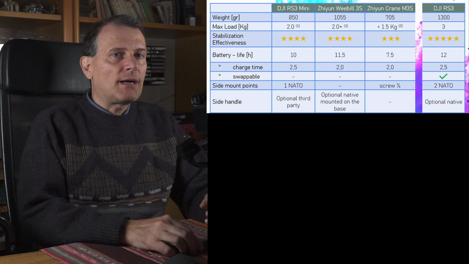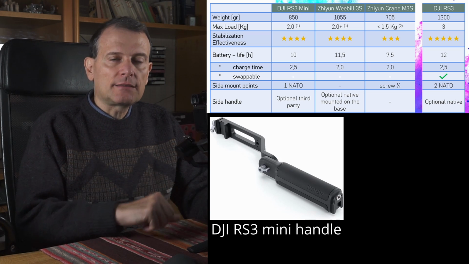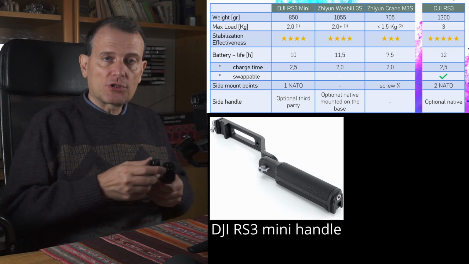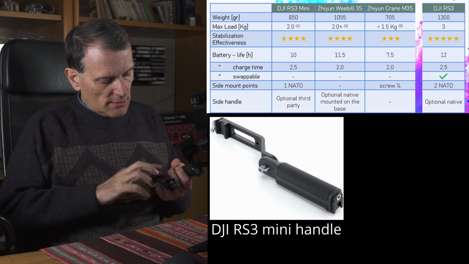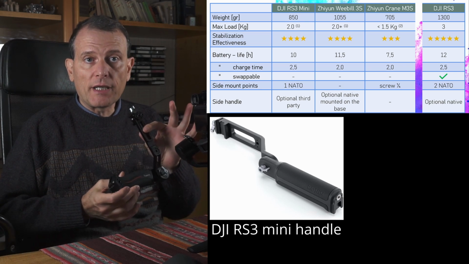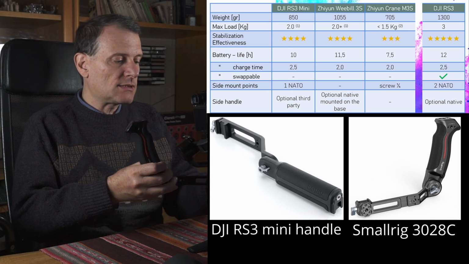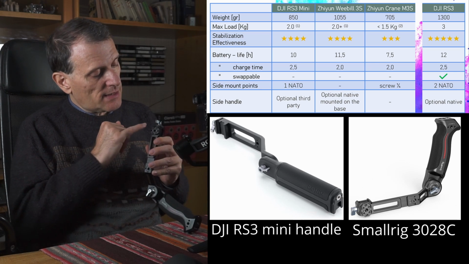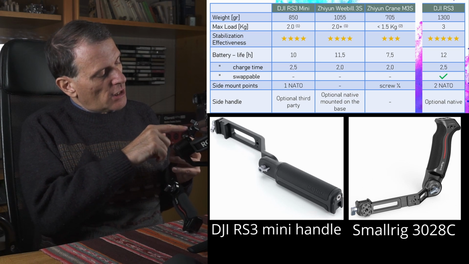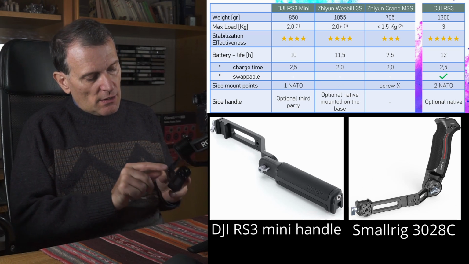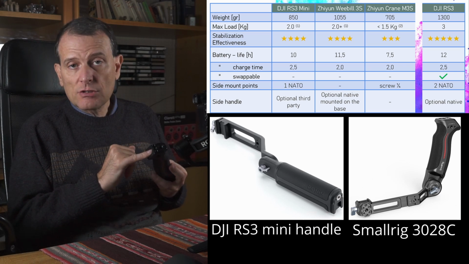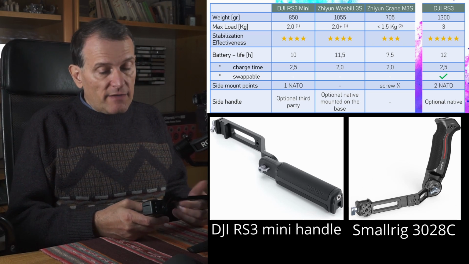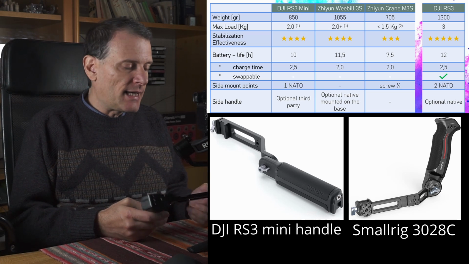About the side handle, you can buy the original DJI side handle, made specifically for the RS3 Mini, but I would suggest another option. This is a handle from SmallRig, and this model is a bit heavier than the original from DJI, but it provides a lot of flexibility since it has another NATO mount point here. It has a lot of screw mount points here, and an additional cold shoe here and here, so a lot of flexibility in comparison with the DJI, even if this model is a bit heavier than the DJI.